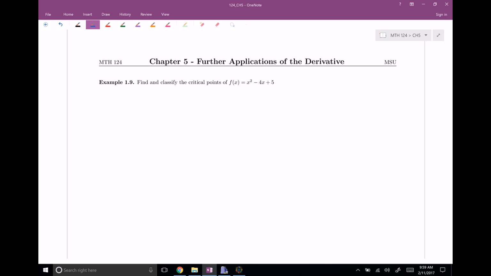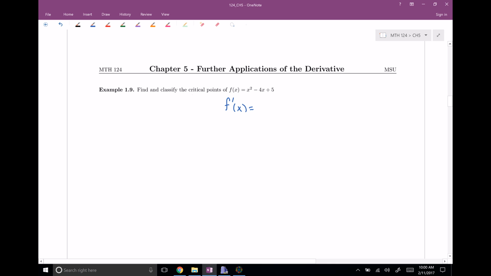Example 1.9, find and classify the critical points of this function here, x squared minus 4x plus 5. So first of all, find critical points. Critical points, again, are where the derivative is equal to 0, so I need a derivative, right? So here we are, our calculus. Take the derivative. According to the power rule, this is going to be 2x, and then this is minus 4, and the derivative of 5 is going to be 0. And so we want to know when the derivative is equal to 0. That's going to give us our critical points. So I'm going to add 4 to both sides. I'm going to divide by 2, and this gives us x equals 2 is a critical point.